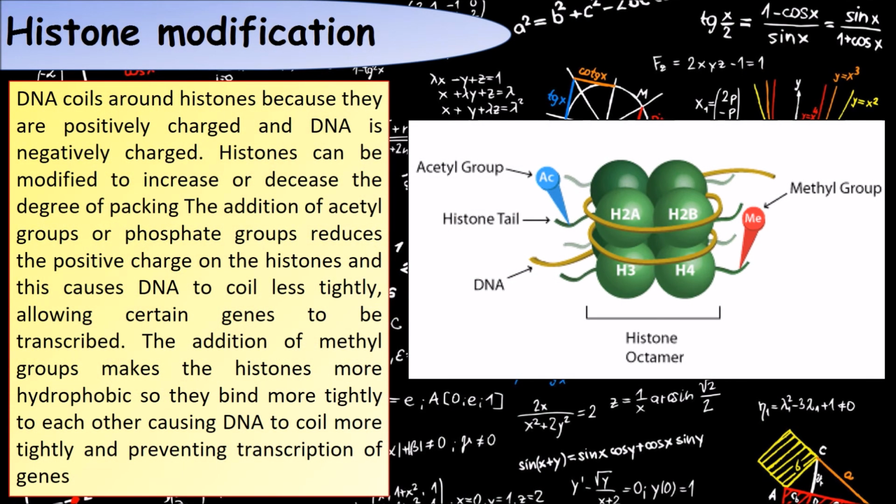Next thing that we want to look at is histone modification. So DNA coils around histones because they are positively charged and the DNA is negatively charged.